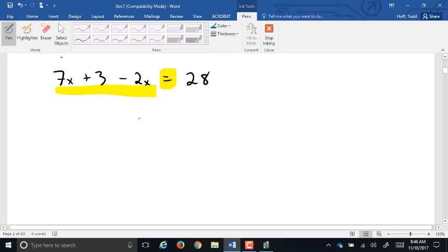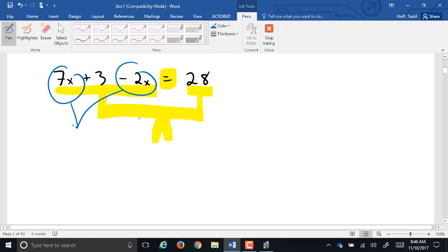Now, if we're thinking of that balanced scale here, with both of those on the same side, can we just push them into one big pile? Would that change how it balances at all? No, we should be able to do that. It shouldn't hurt anything. So what is 7x and negative 2x? What does that make? 5x. So this just becomes 5x plus 3 equals 28.